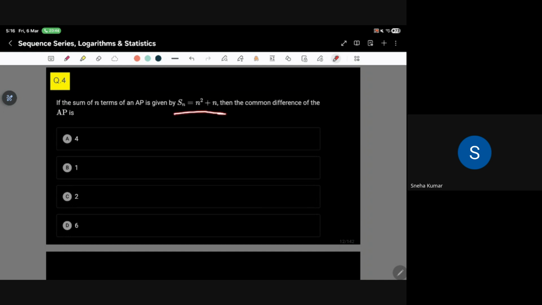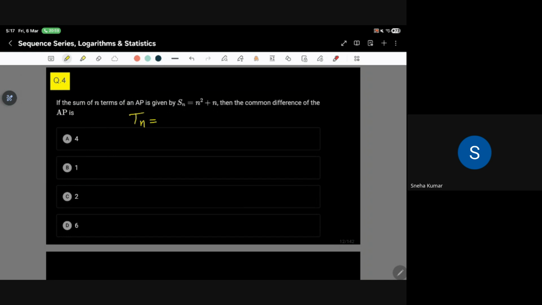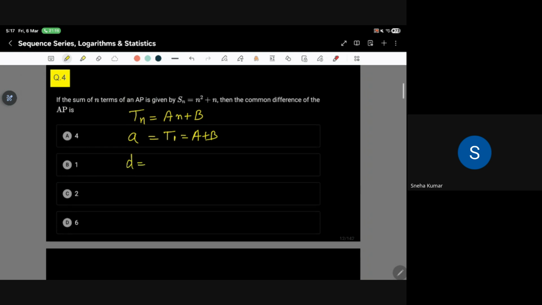See, this is a verbal question. Just by looking at the Sn of an AP, you can directly tell its common difference as well as its first term. So, what is the concept basically? Suppose you have a general term Tn which is in the form of An plus B. The general term of an arithmetic progression will be of this form. So first term is T1. Just substitute n equals 1, you will get the first term, and the common difference will be the coefficient of n. Whoever is the coefficient of n will represent the common difference of the AP.